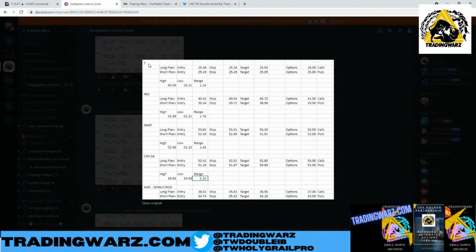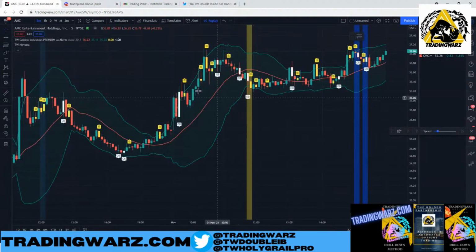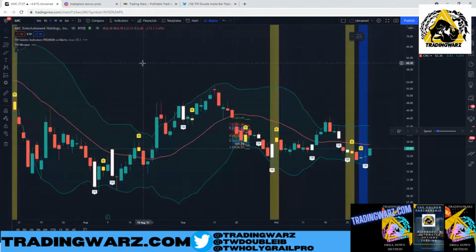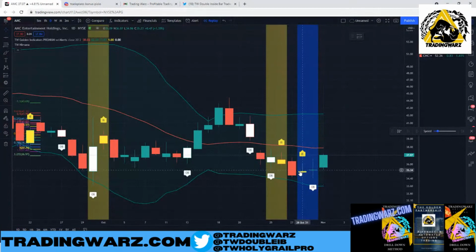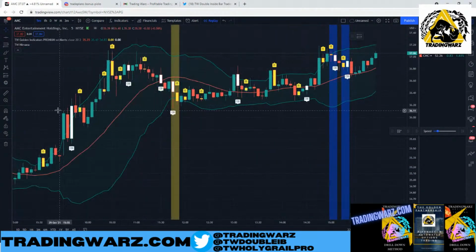So here was the trigger setup today. T, Neo, Snap, Comcast, and then AMC was our bonus pick. So let's look at AMC. AMC, guys, was only for members. You could see here there's a daily Nirvana pattern, so inside followed by outside, and we had a beautiful trade in AMC, opening range breakout right there, guys. First 5-minute bar, bam. That's all she wrote.